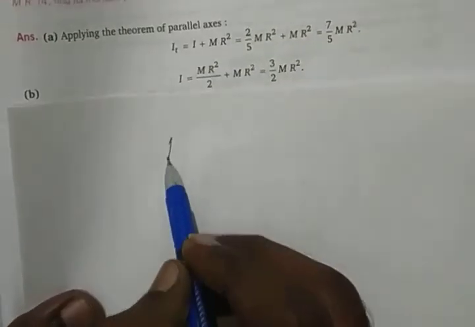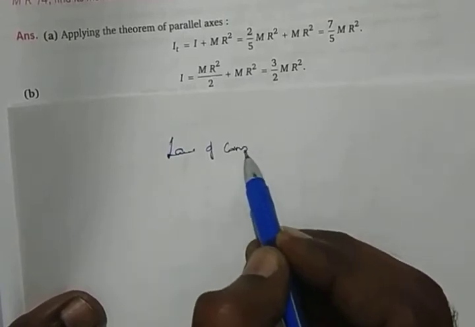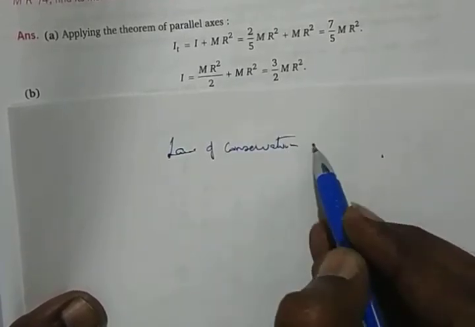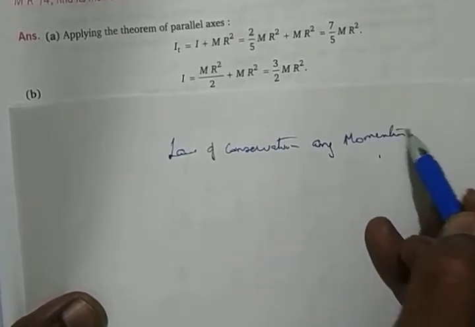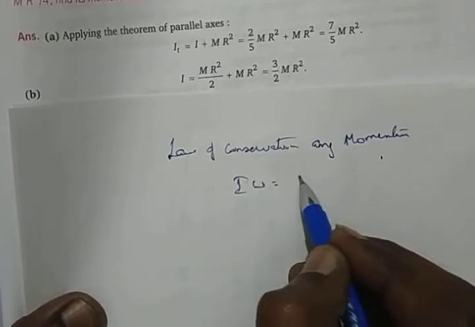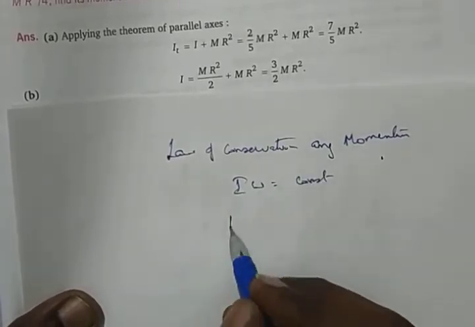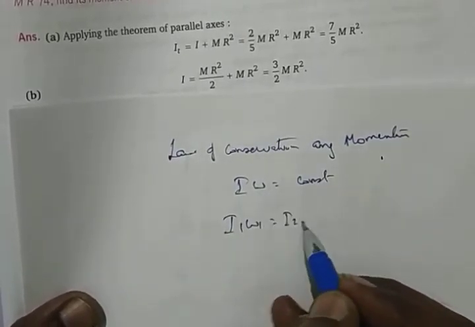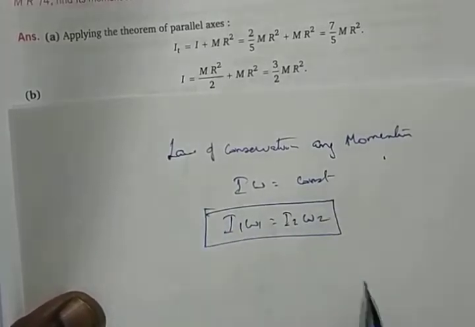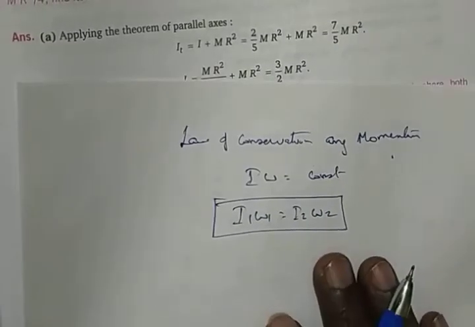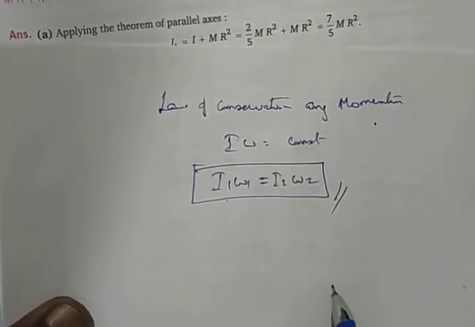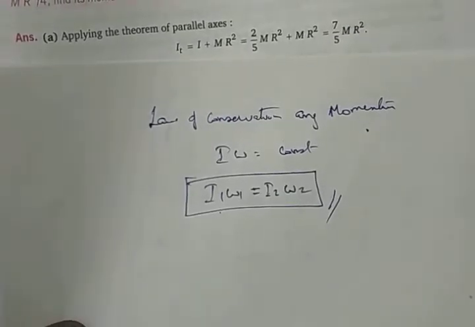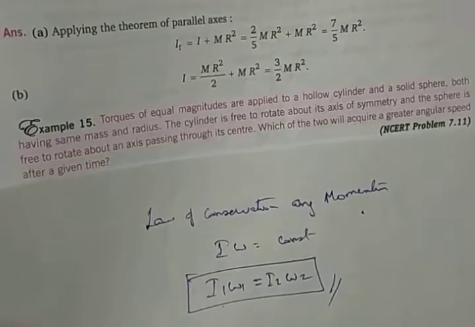Before going into this main thing, I'll tell you the law of conservation of angular momentum. I omega is equal to constant. In other words, I1 omega 1 is equal to I2 omega 2. The initial angular momentum will be equal to the final angular momentum. So this is the main focus. The rest of it, how to calculate the moment of inertia, we can do at that time, right?